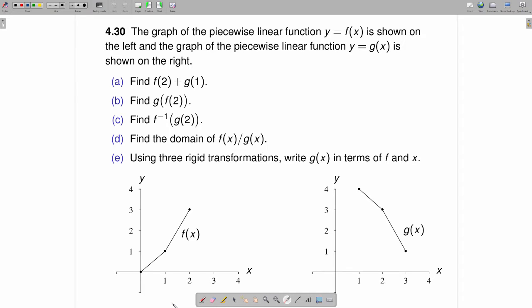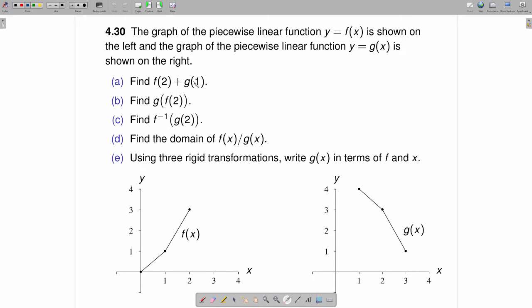Part B, find g of f of 2. Part C, find f inverse of g of 2. Part D, find the domain of f of x divided by g of x. And Part E, use 3 rigid transformations to write g of x in terms of f and x. So let's start with the first one.